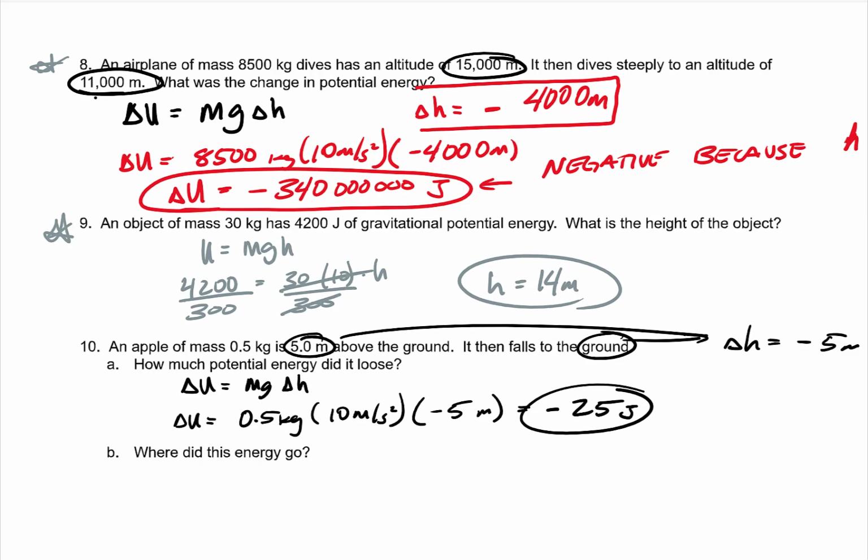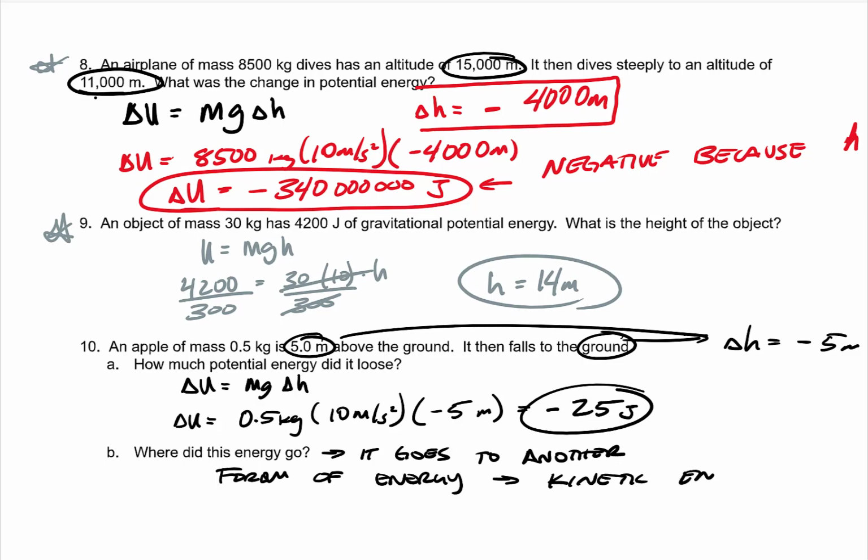This energy went to another form of energy, namely, kinetic energy. Gravity does work on the object. Work usually changes into kinetic energy when nothing else is working. Also, you know when you drop an object, it speeds up.